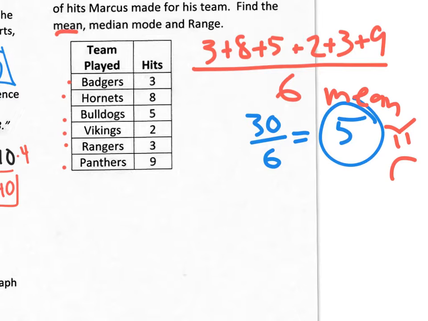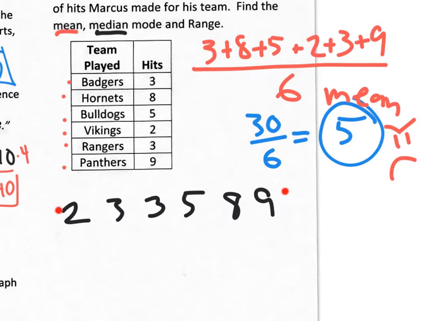Okay, not funny. Anyways, the mean is 5. Let's go to median. The only way to find the median is to put them in order from smallest to greatest and then find the middle number. So the smallest number is 2, and then we have 3, and then another 3, and then 5, 8, and 9.